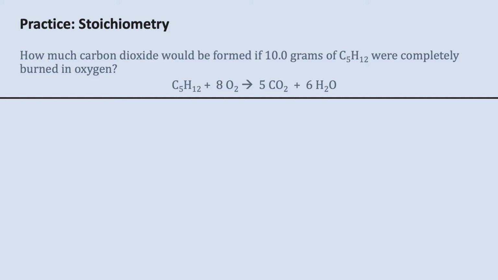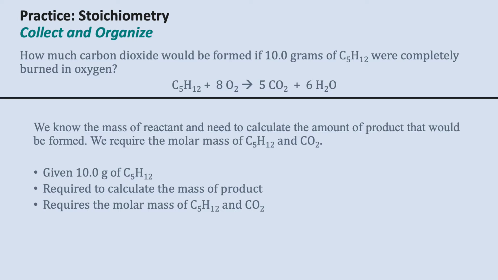Let's do some practice with stoichiometry, also using a combustion reaction that has been balanced for you. The question we'd like to answer is how much carbon dioxide would be formed if 10 grams of C5H12 were completely burned in oxygen. We know the mass of the reactant that we're going to start with, and we're going to calculate the amount of one of the products that would be formed.